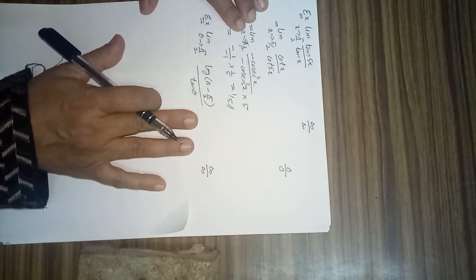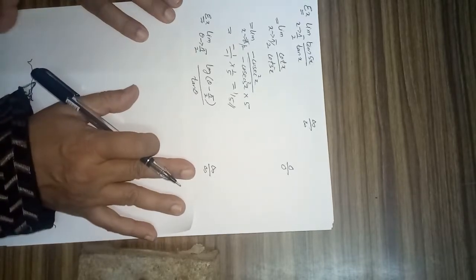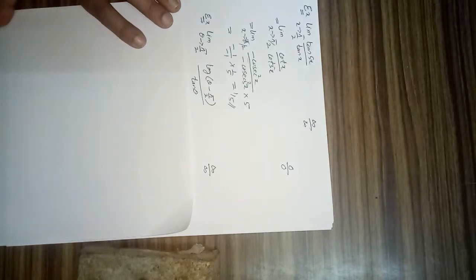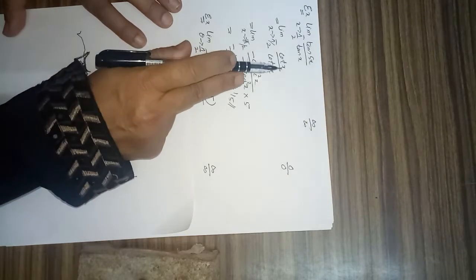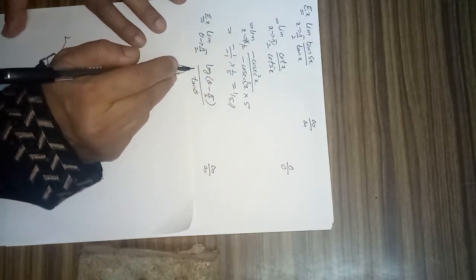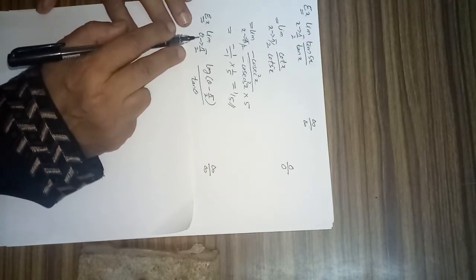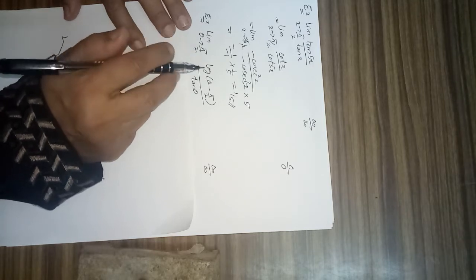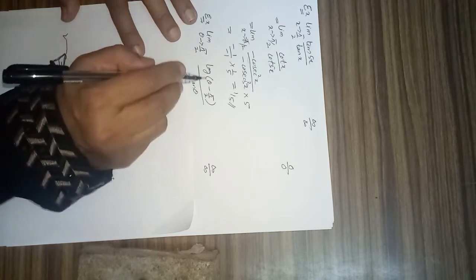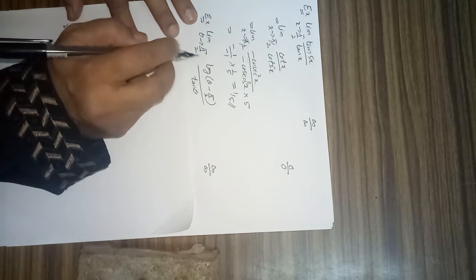Similarly, in infinity by infinity form, let me consider another problem: log of theta minus pi by 2 divided by tan theta as theta tends to pi by 2. It is not necessary to always have the variable x. We can have x, y or theta, any variable. The variable can be denoted by any symbol like theta, x, y or any other. Therefore, I am considering the limit of log of theta minus pi by 2 divided by tan theta as theta tends to pi by 2.